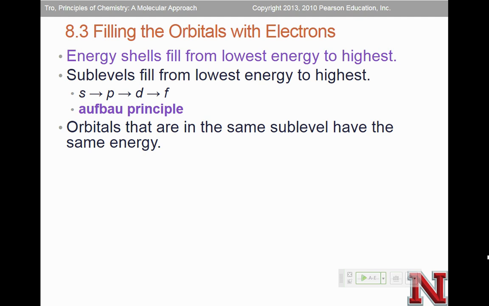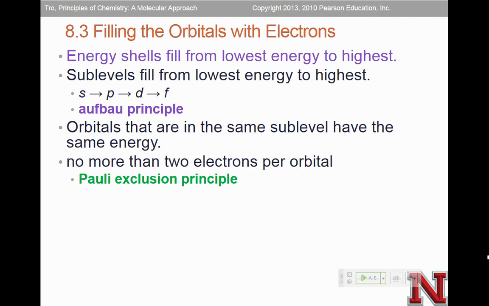Now the next thing is, orbitals that are in the same sublevel have the same energy. So all p's, they're degenerate. No more than 2 electrons per orbital. So per box, we can only have 2 electrons. We already talked about that.